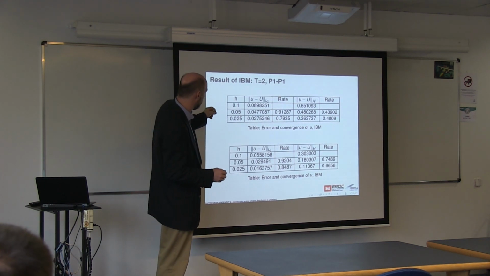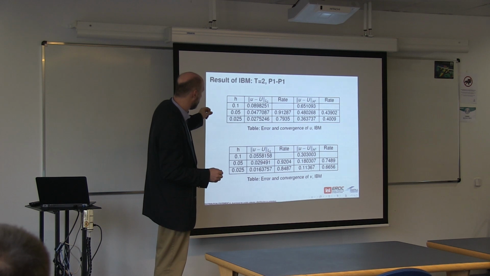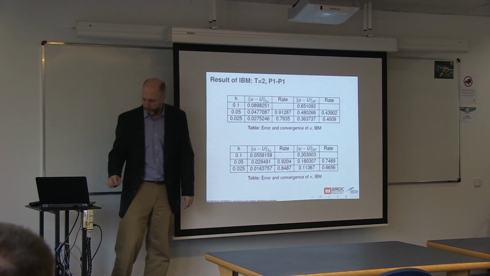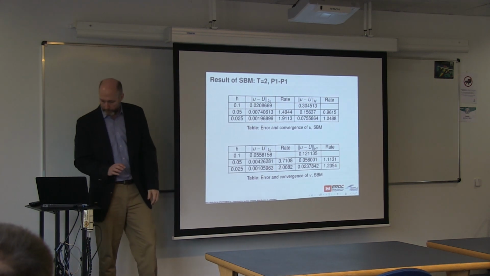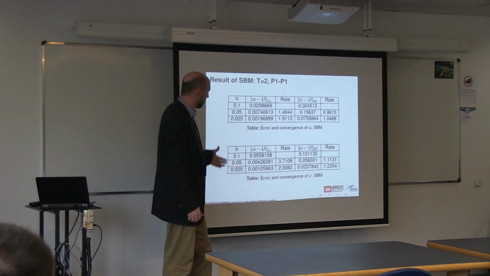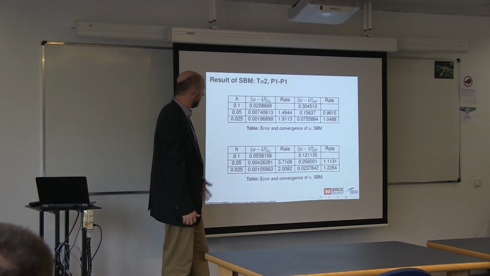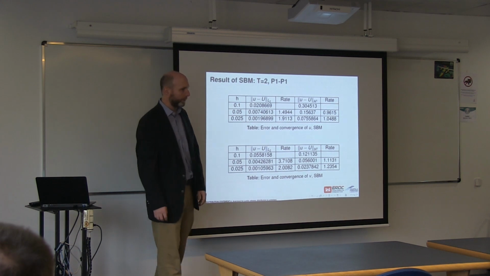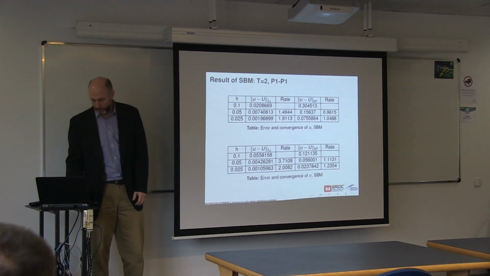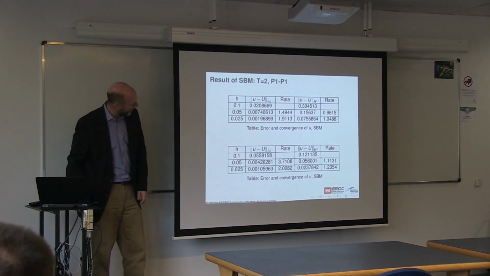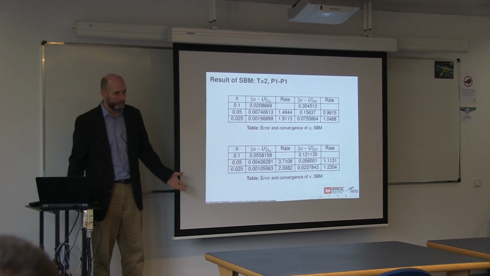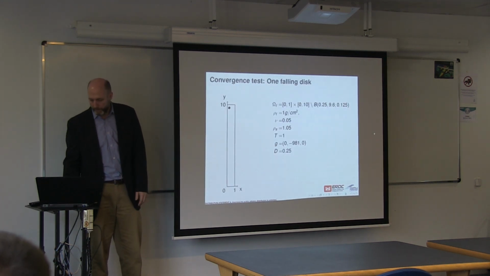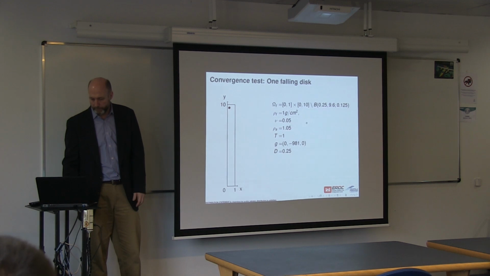So these are the different components of the velocity u and v. And then we look at SBM, and we get closer to second order, which is nice. So it's clearly the extra effort of handling your cut cells more carefully seems to pay off in terms of asymptotic accuracy for that simple problem. So next we move on to some classic tests. One falling disk.